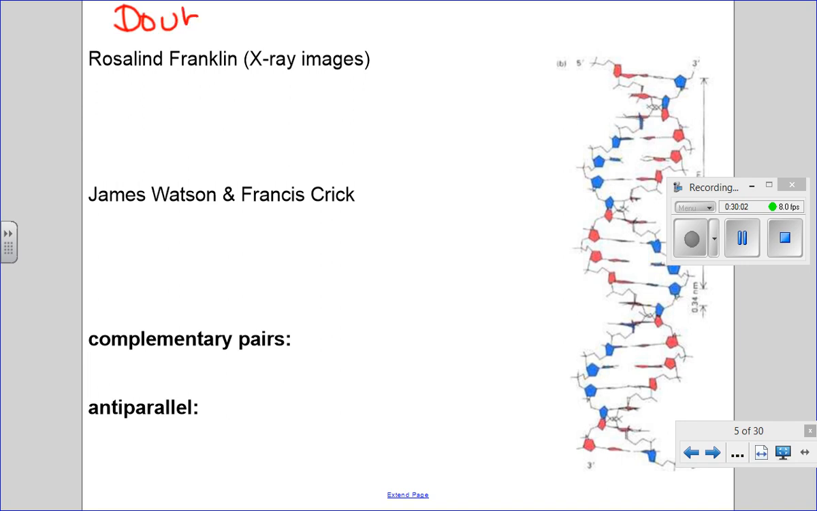So here we are talking about the double helix of DNA. Now we know what DNA is made out of. We know that it is the genetic molecule that's getting passed on, but we still needed people to help us figure out what DNA looks like. So there's a couple of other important people.